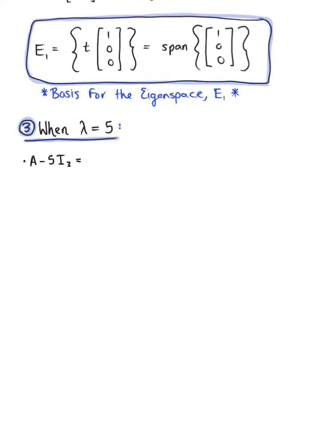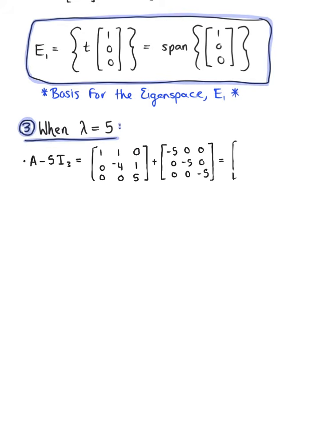So we have our matrix A is 1, 0, 0, 1, minus 4, 0, and 0, 1, 5. And we are adding this to the 3 by 3 matrix, negative 5, 0, 0, 0, negative 5, 0, 0, 0, negative 5. And combining up those like terms across row 1, we have negative 4, 1, 0. We have 0, minus 9, 1, and 0, 0, 0.